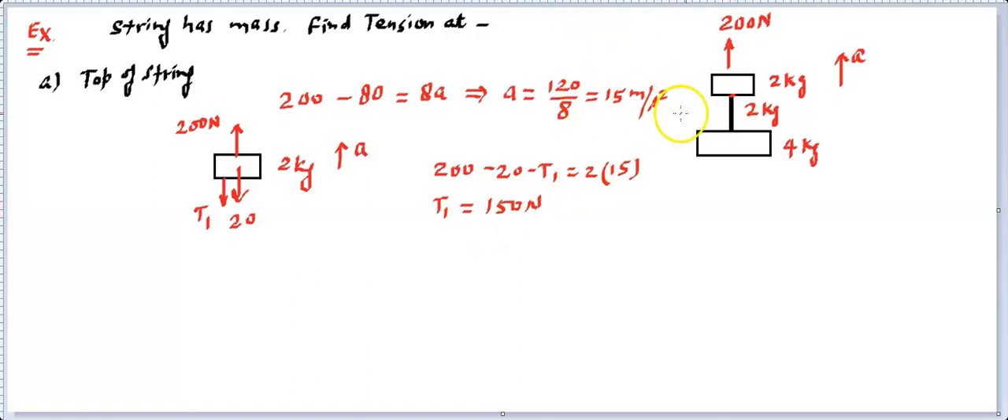Let's say now it talks about the midpoint, or maybe the bottom point, or any point. So you can find the answer accordingly. Let me solve for the midpoint of the string. If we are interested in the middle of the string, you need to cut that string at the middle and draw the free body diagram either of the downside portion or of the upside portion. That will be valid, right? And that will give you the answer.